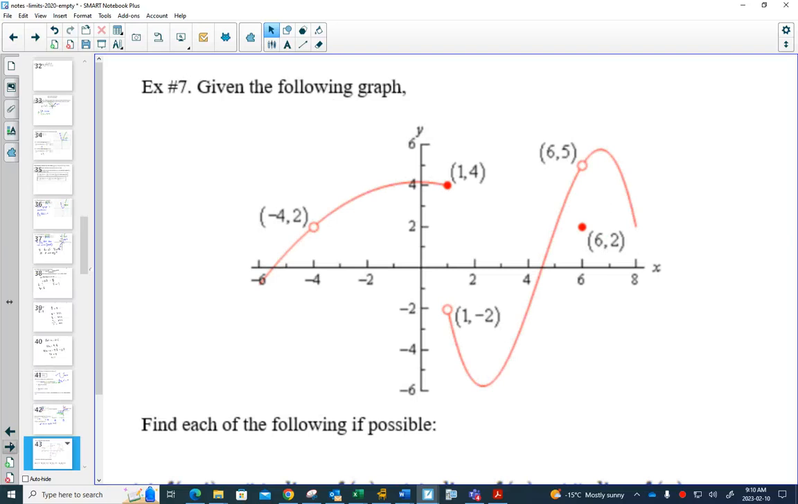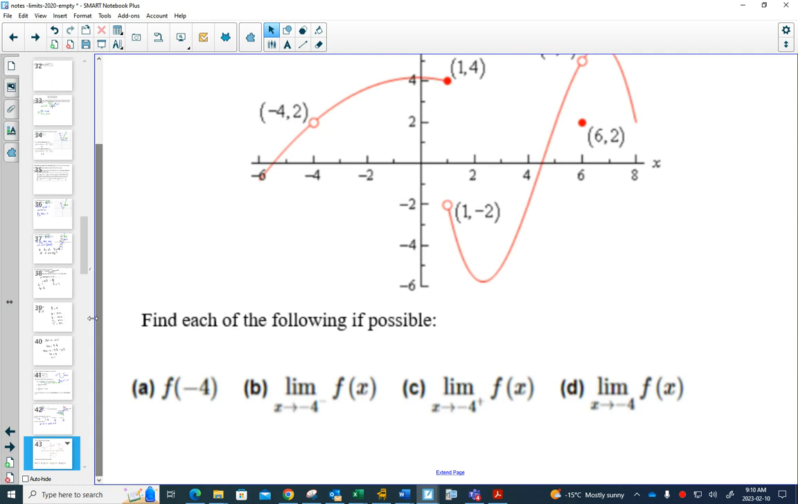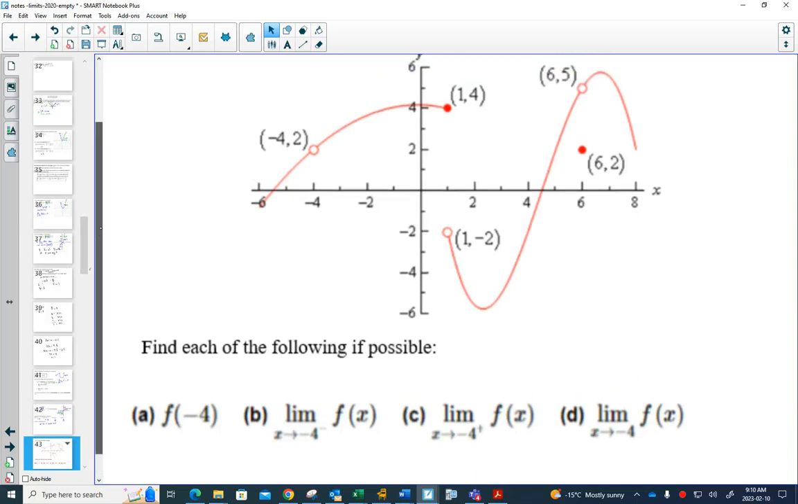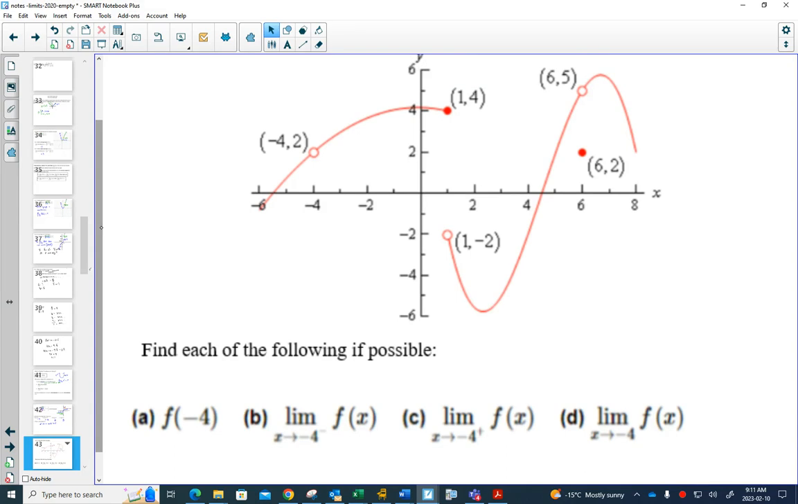So now what we have to do as our brain is we have to ask what is being asked of us in each of these questions. f of -4 is just asking if you plugged in -4, what would you get? So I go to -4, I look at my graph, there's a hole in the graph. So if I plugged in -4, I would get nothing. We've labeled the hole, but as far as the actual value, that one does not exist.